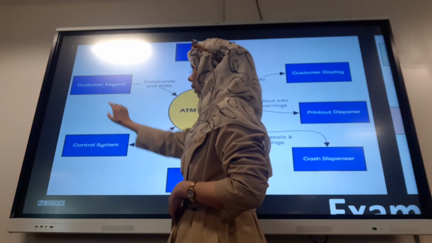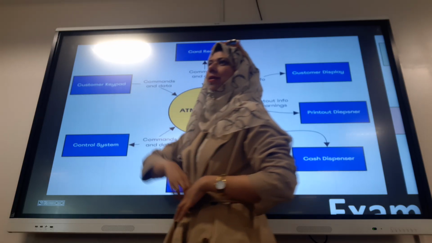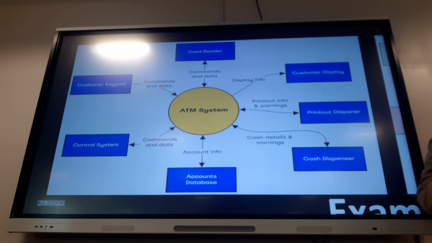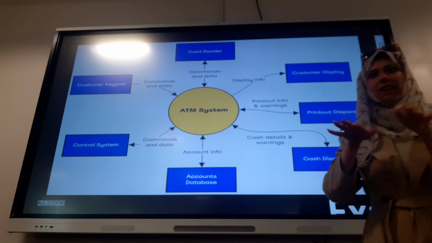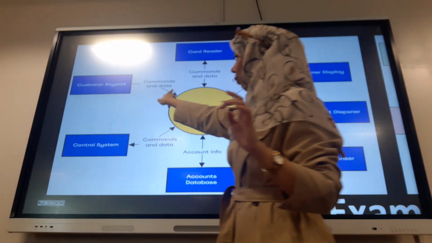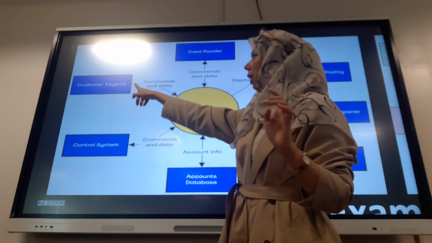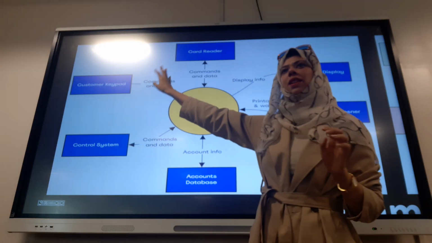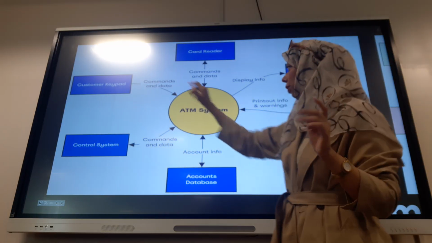Now looking at this one here, is this input or output? The keypad. That's input, like a keyboard actually. Yeah? That's an input. So we only see here one arrow that points towards your system, which is simply telling you commands and data, whatever you provide, numbers.